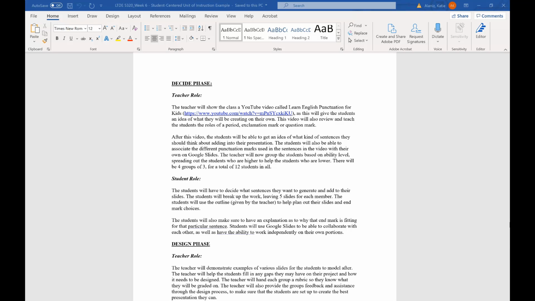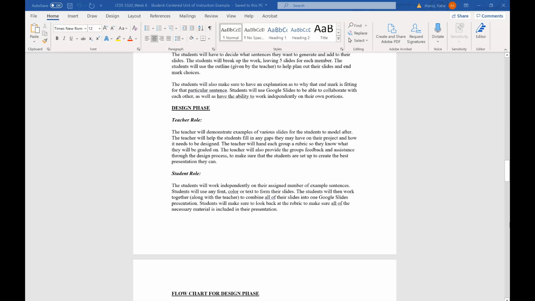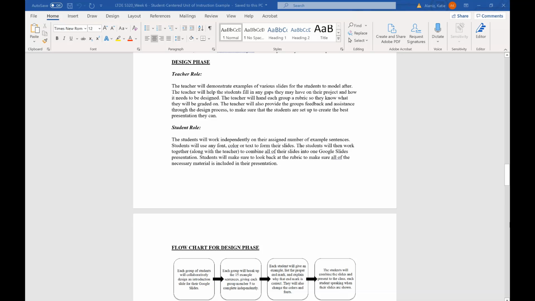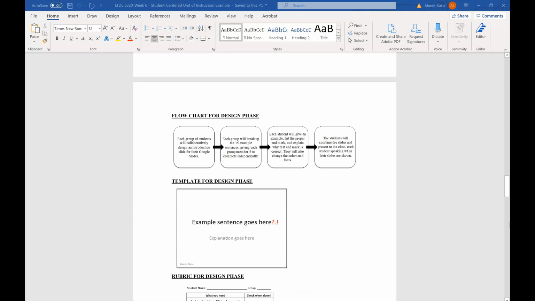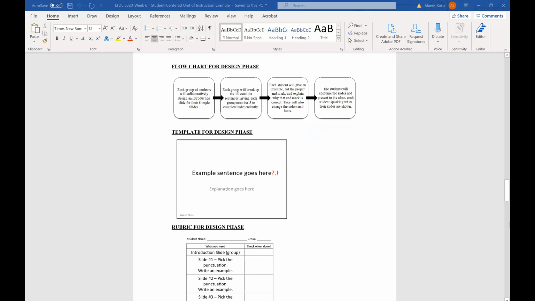Here you will see that the DDDE model is also presented, and so the student has started with the decide phase, including both the instructor's role as well as the student's role. The design phase, again including the instructor's role as well as the student's role. And then there's also a flow chart for the design phase, taking the reader step by step through this phase.